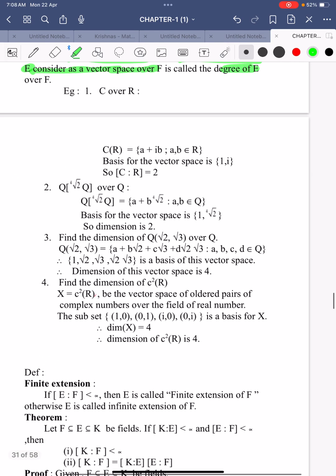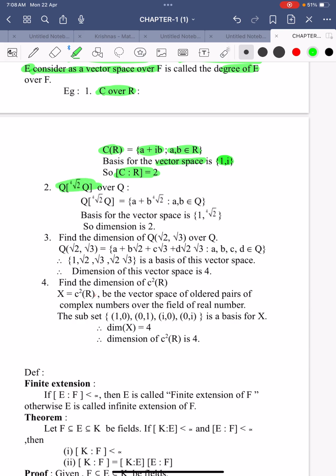Let us see one by one. The dimension of C, the set of complex numbers, over capital R. The basis of C over R is defined from the set of all elements a plus i b, where a, b belong to capital R. The basis of this vector space is 1 comma i. How many elements are there? 2 elements. So the dimension of C over R is equal to 2.